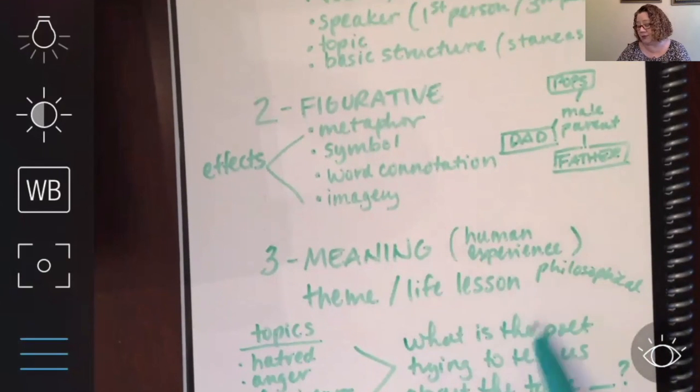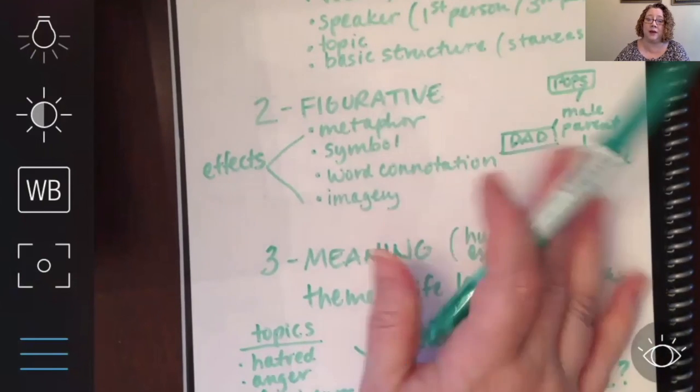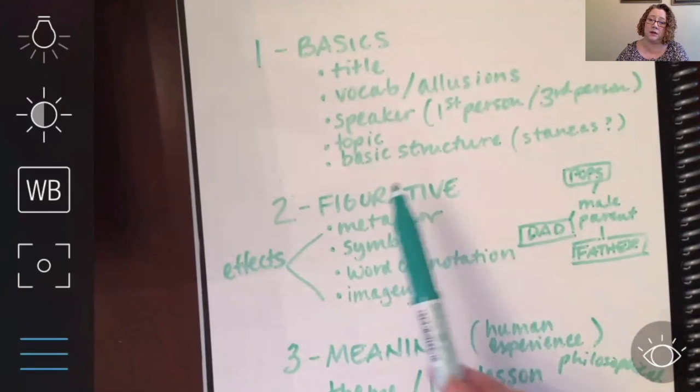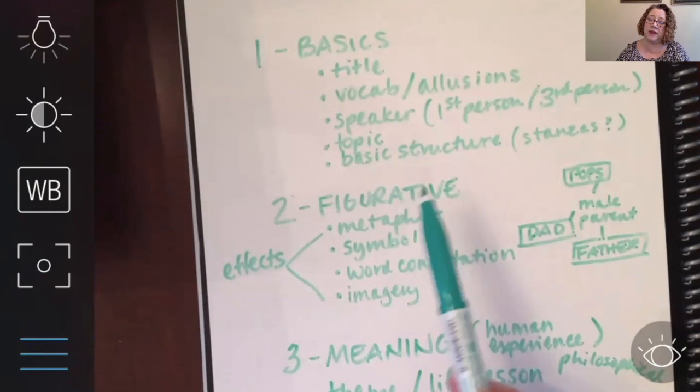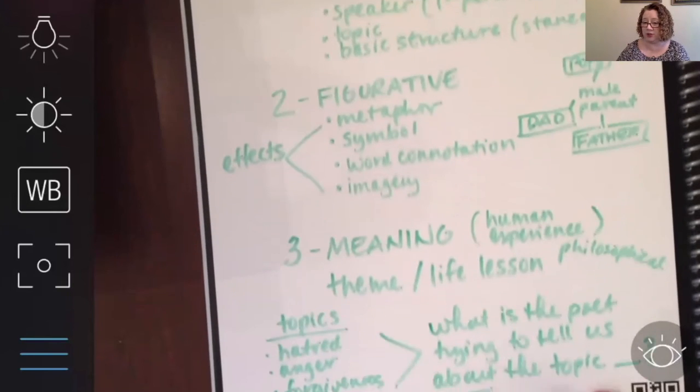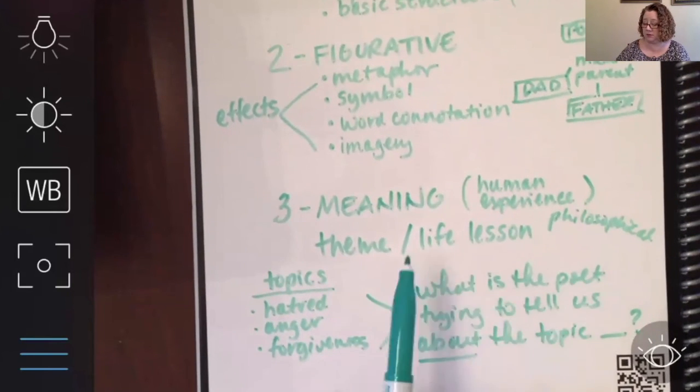If you get to step 3 and you can't come up with this theme or this life lesson in the poem, or you can't list any topics, then it means you have to go back and do more work with steps 1 and 2. Like you have to go back and do more analysis of those things. And then eventually you'll get this. All right, does that make sense?